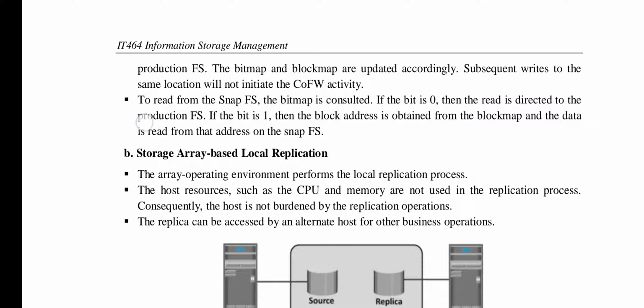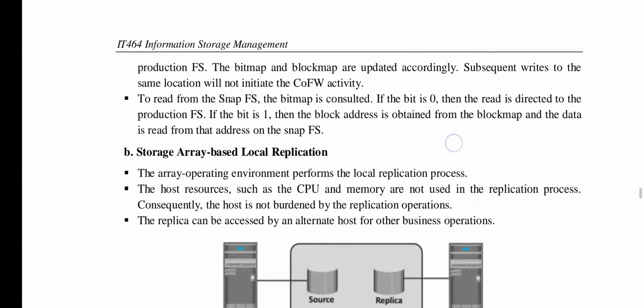To read, it is similarly done by consulting the bitmap. If it is 0, the read is directed to the production FS. If it is 1, the block address is obtained from the block map. So using these two, the read operation is done.